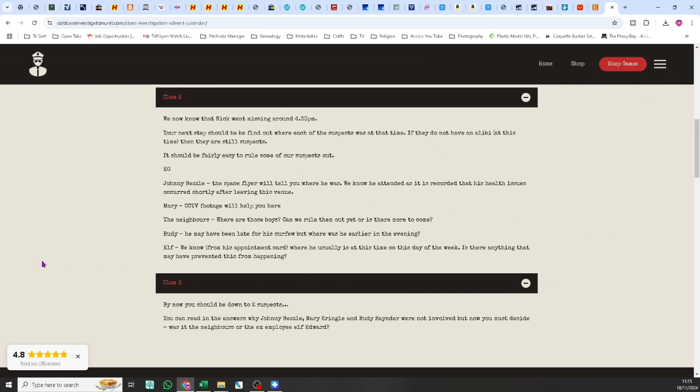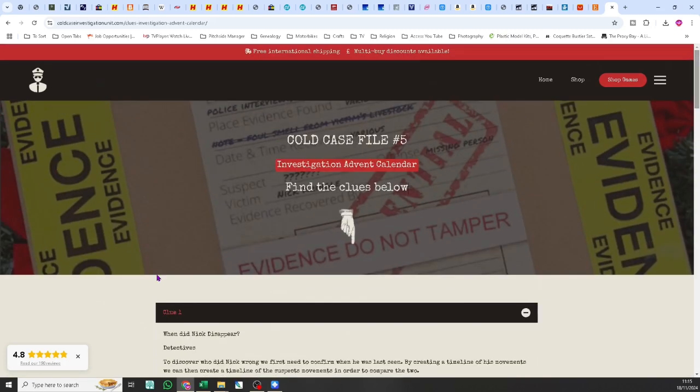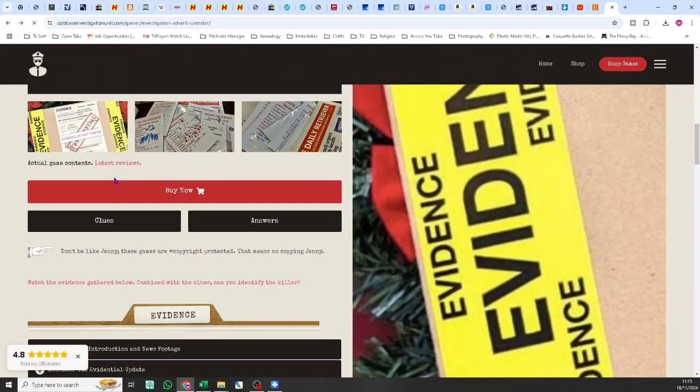Anyway, clue 3. By now you should be down to 2 suspects. You can read in the answer why Johnny Bezel, Mary Kringle and Rudy Rainder were not involved, but now you must decide, was it the neighbour or the ex-employee Elf Edwards? Elf Edwards? That's it, Ed Fawkes. So I have been in the right direction all along then, because my three suspects have always been Heath and Tom and Ed Fawkes.